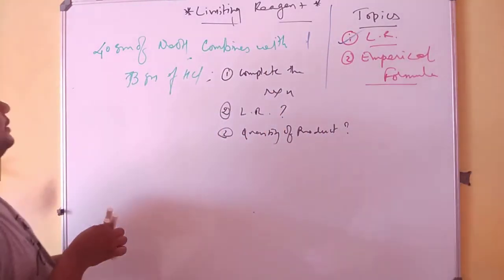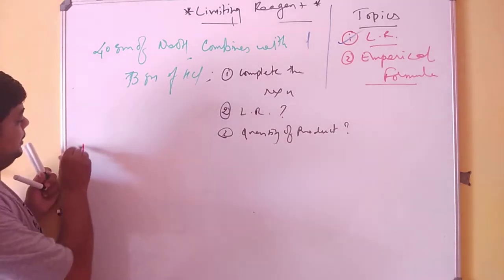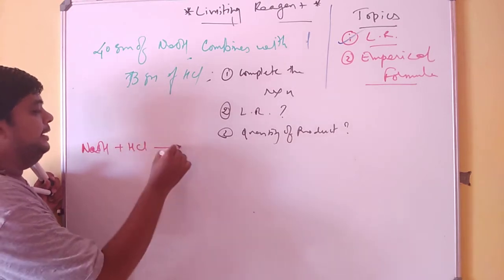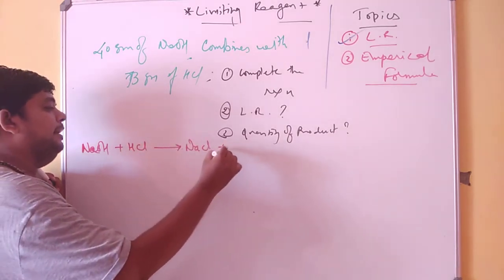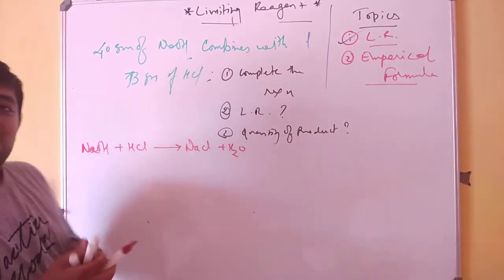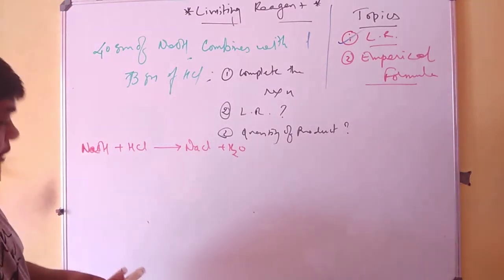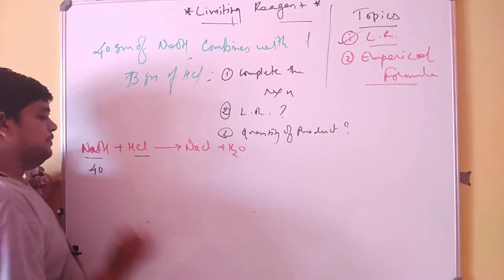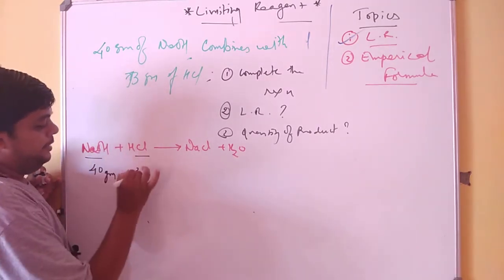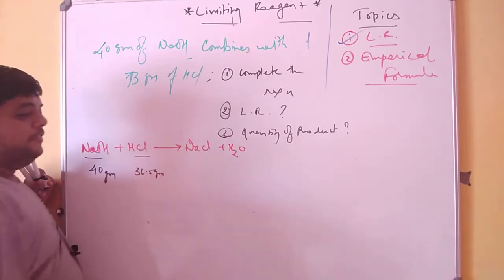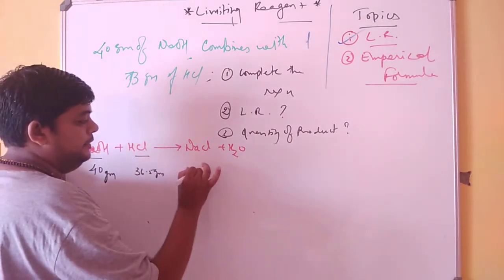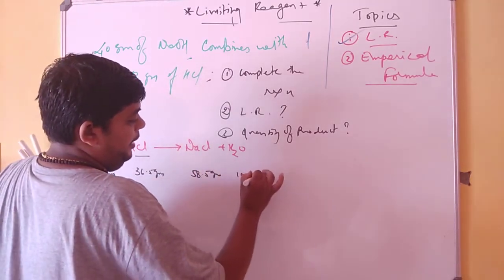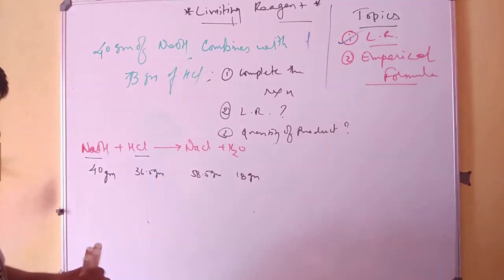The very first thing that we require is a simple equation, that is NaOH plus HCl. I will end up with NaCl plus H2O. In this particular set of questions, calculating the molecular weight, this is 40 gram, this is 36.5 gram, this is 58.5 gram, and this is 18 gram.